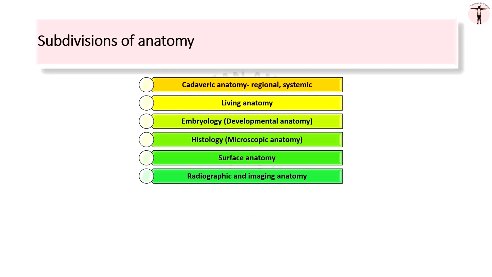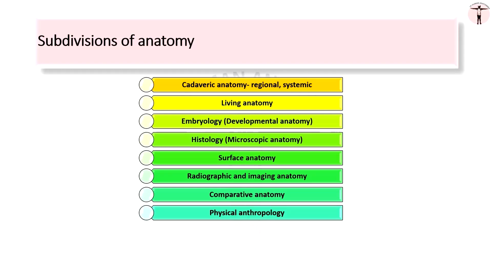Radiographic and imaging anatomy is the study of the bones and deeper organs by plain and contrast radiography, which are done by ultrasound or computerized tomographic scans or MRI scans, PET scans, etc. Comparative anatomy is the study of anatomy of the other animals to explain the changes in form, structure, and function or morphology of different parts of the body.